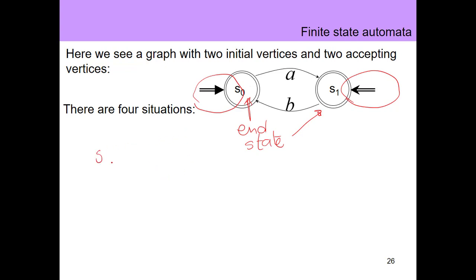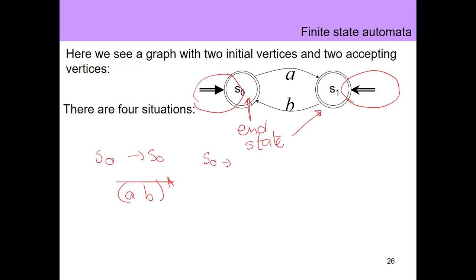Okay, let's see what happens if we begin in S0 and end in S0. And of course, we can go to S1, we can go back with a B to S0, and we can do this as often as we like. So when we start in S0 and end in S0, we have the cycle AB, AB, AB, etc. And of course, lambda is also part of this cycle because we can even start the end before we start it. Okay, so that's one situation.